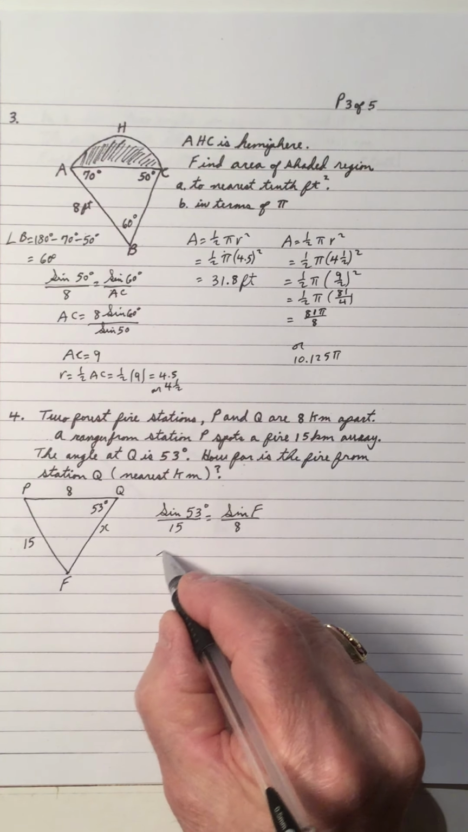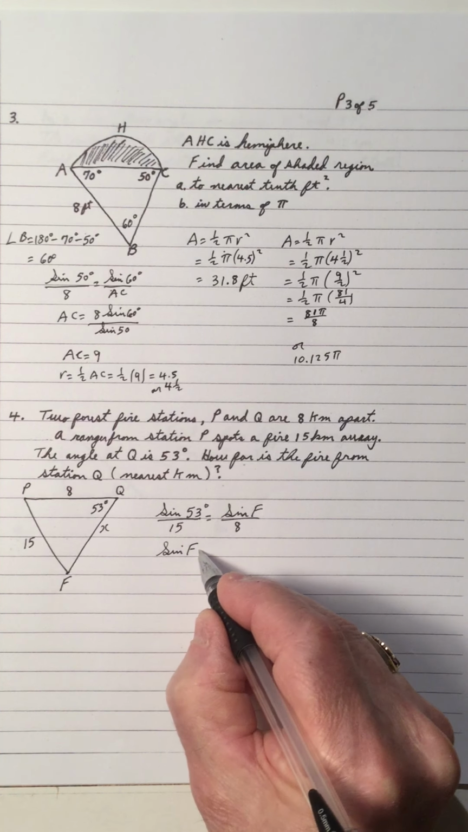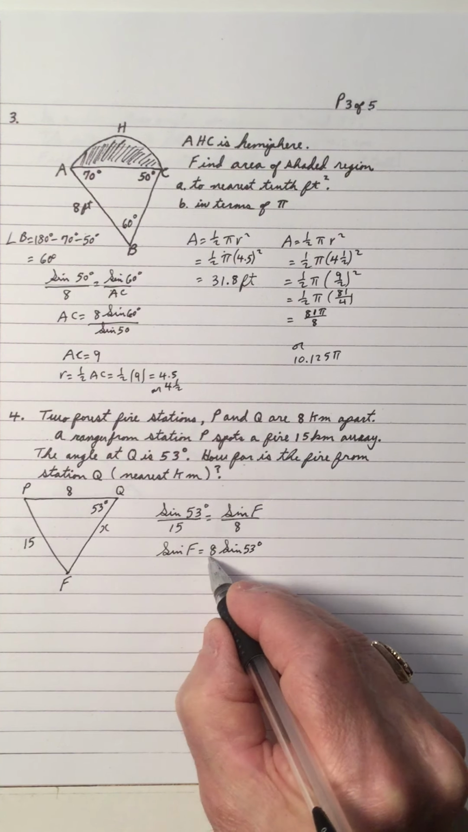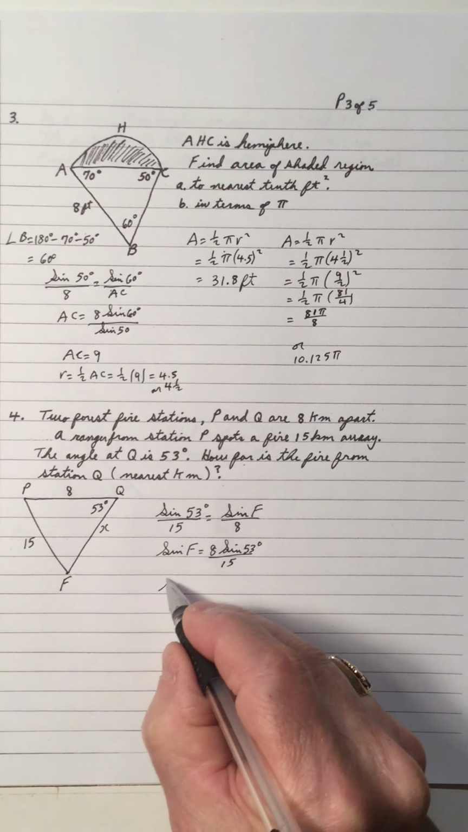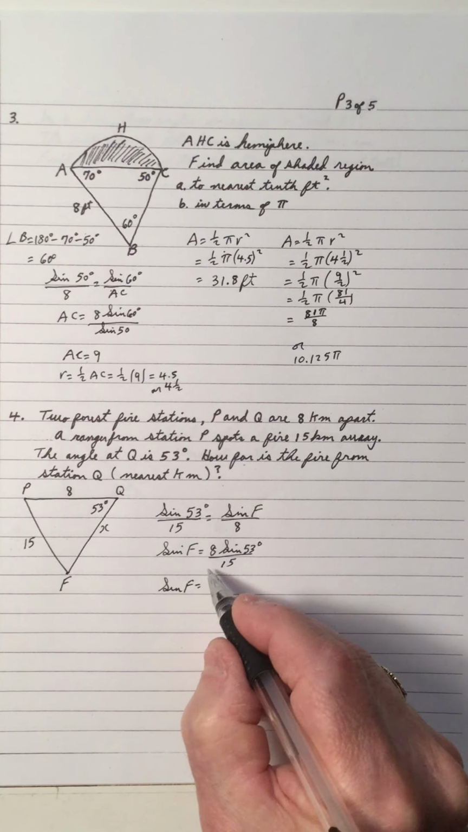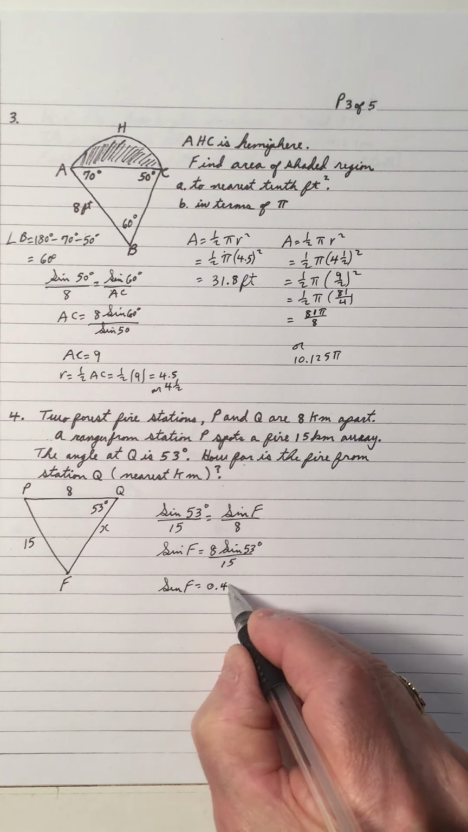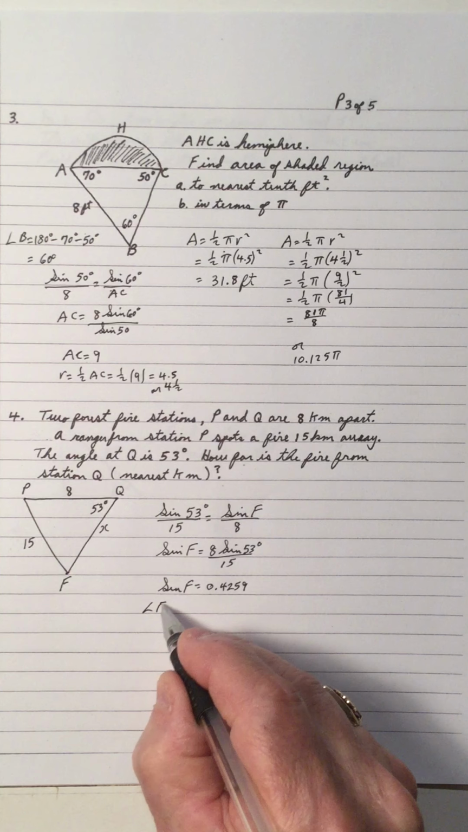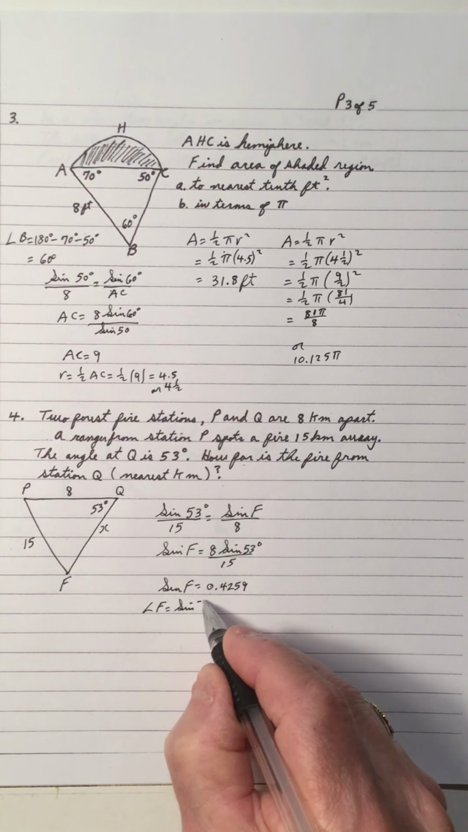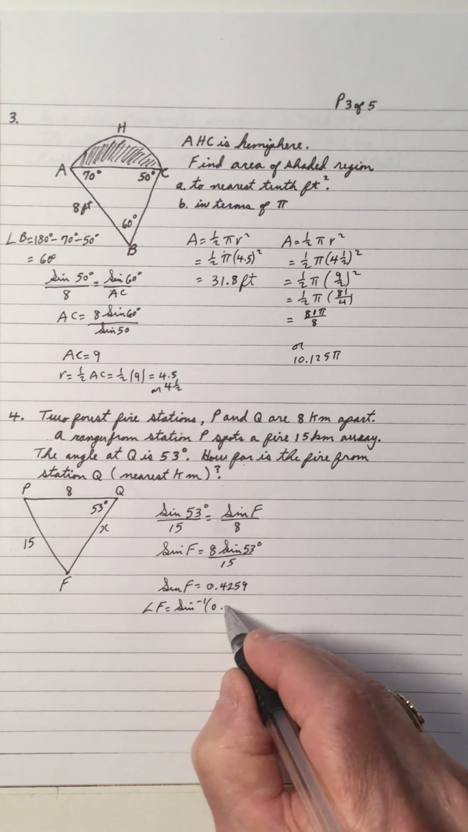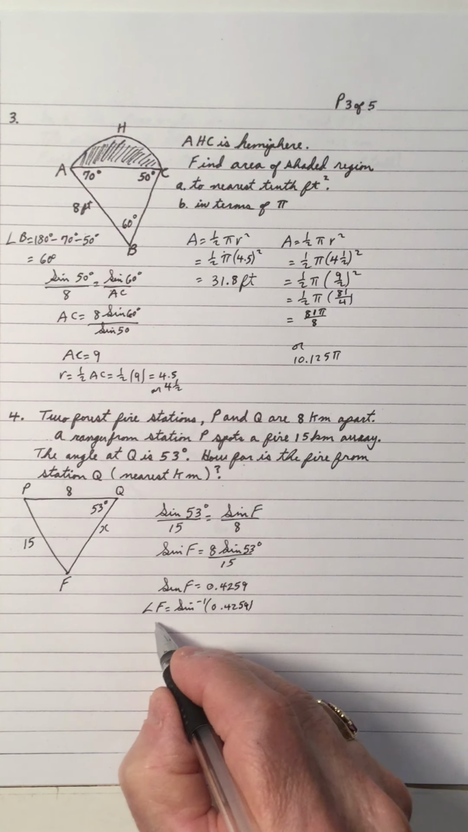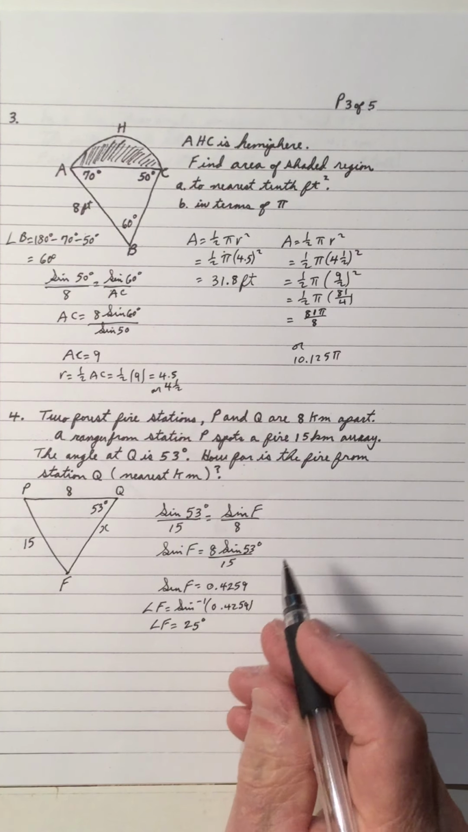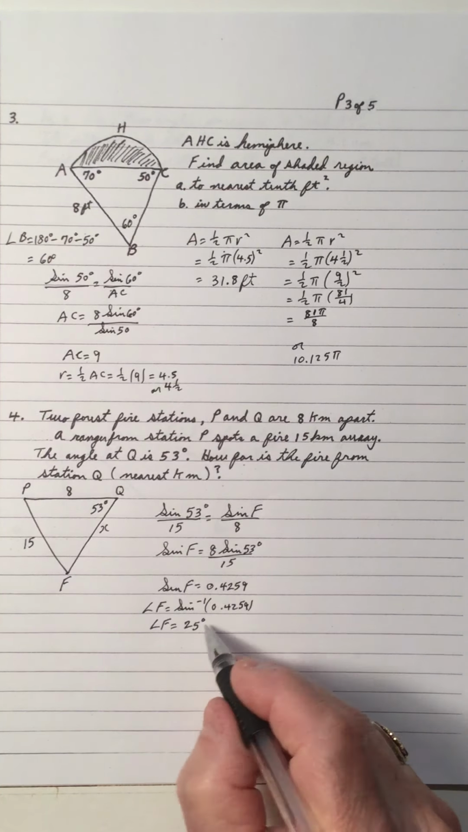So here we go. The unknown is the sine of F, which is equal to 8 sine 53 divided by 15. So the sine of F is equal to 0.4259. If you take your calculator and work this out, you get the decimal. So angle F is the inverse sine of 0.4259. So angle F comes out to be 25 degrees.